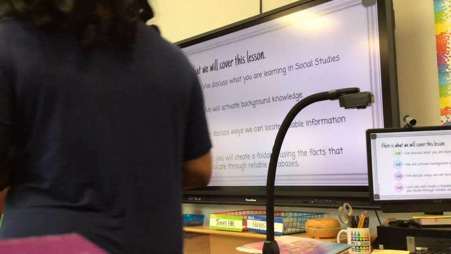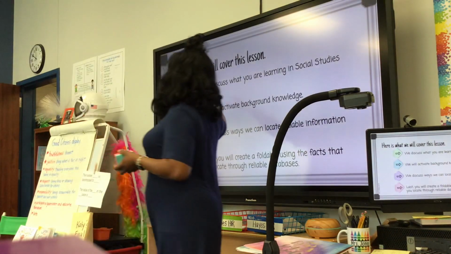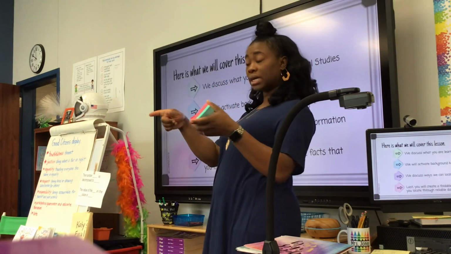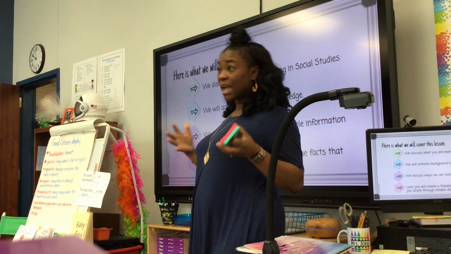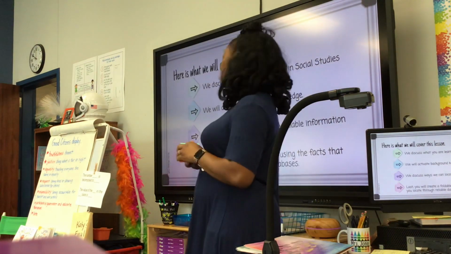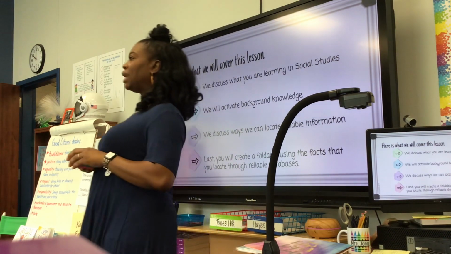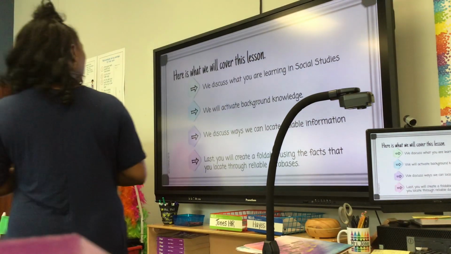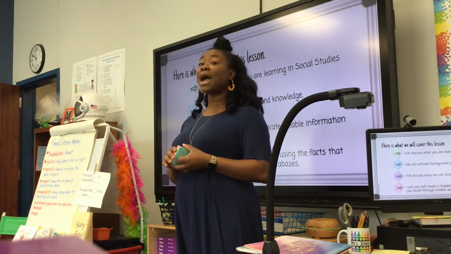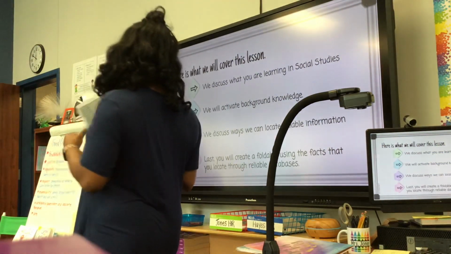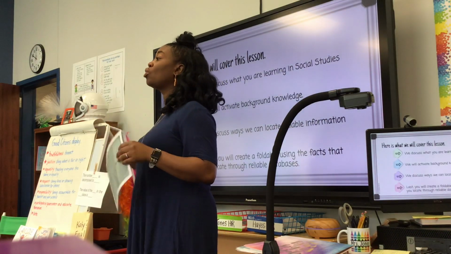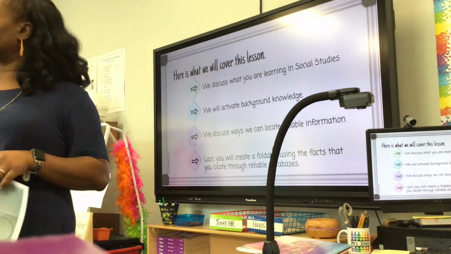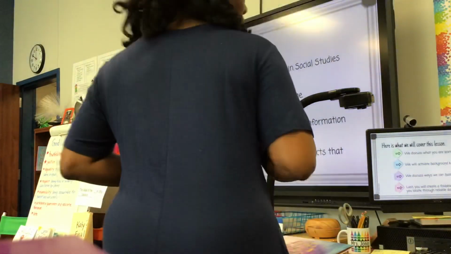All right, so these are some things that we are going to cover in this lesson. We will discuss what you guys are learning in social studies. We will activate some background knowledge. We will discuss ways that we can locate reliable information. Everybody say reliable. Reliable, and we'll talk more about that. Last, you guys are going to create a foldable using the facts and information that you locate through reliable databases. Can you guys say databases for me? All right, so we're going to think about those two things.